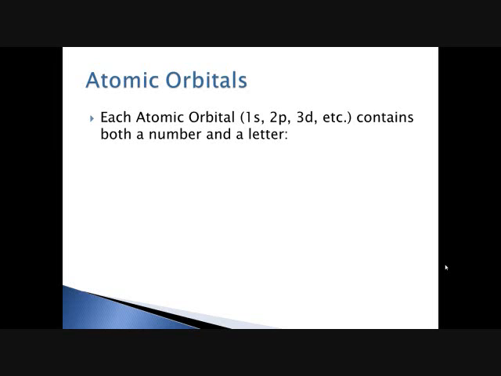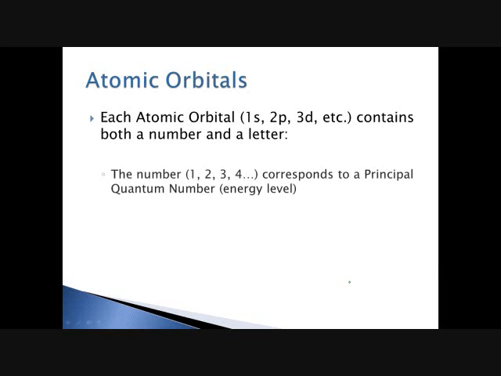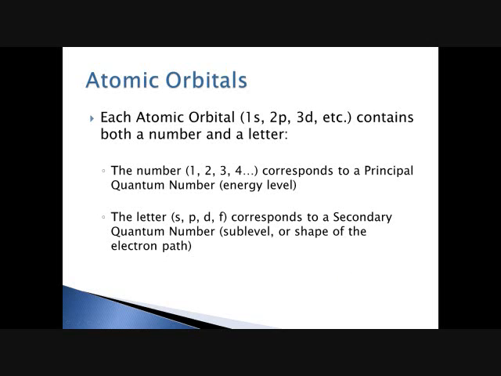About our quantum numbers, now we're going to talk about the name of orbital column on the side of the summary values handout. Each atomic orbital has both a number and a letter. The number corresponds to the principal energy level, which is the N column on our quantum numbers, and the letter corresponds to the secondary quantum number, which is the L column. The SPDF corresponds to a specific number in the L column.